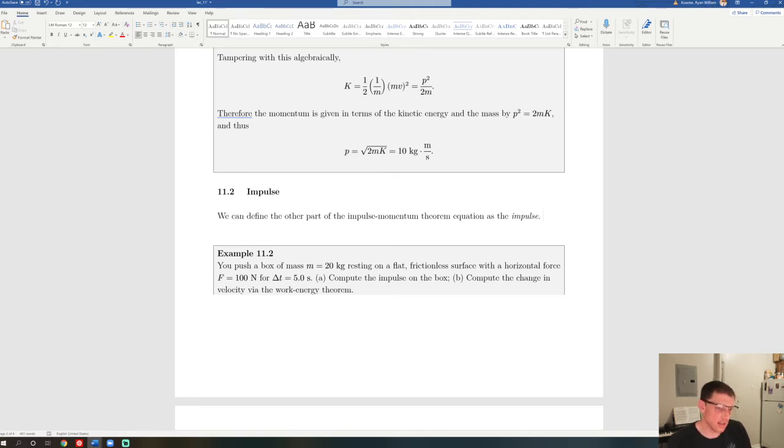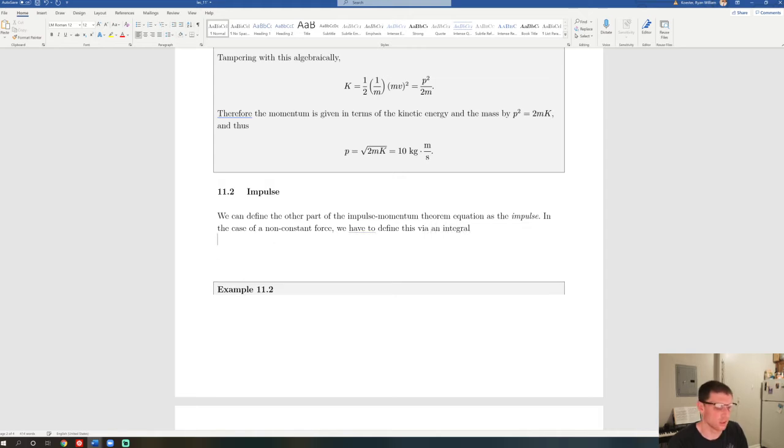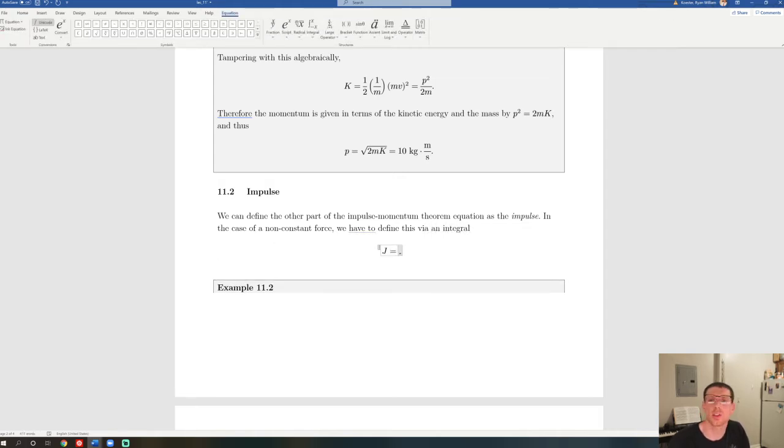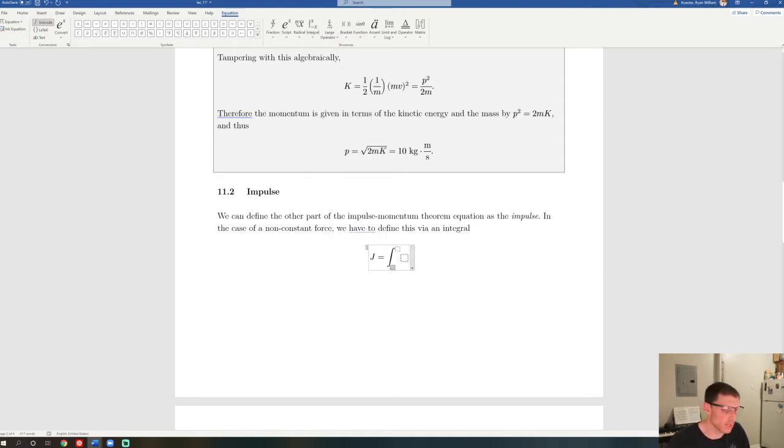And in the case of a non-constant force, we have to define this via an integral like this. And this is something that I just feel that I should mention, but isn't something that we'll really be using in practice. But this is the most general definition, because this accounts for time-varying forces, right? But this is what this looks like.